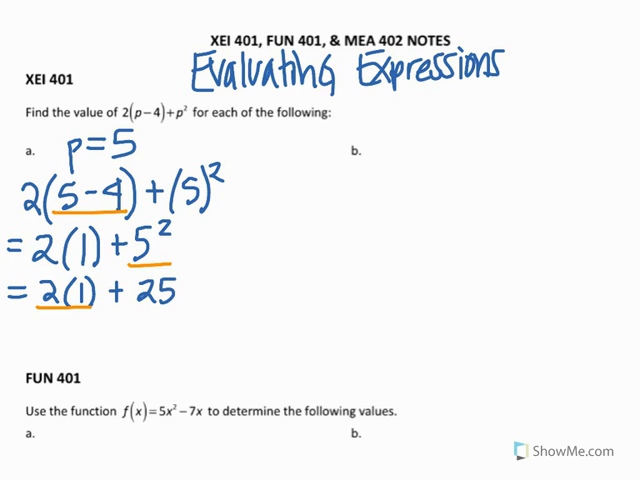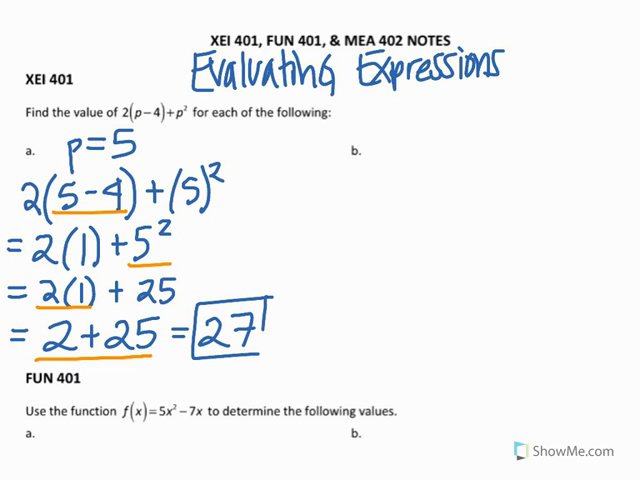My next order of operations is multiplication and division. So here I have some multiplication between the 2 and the 1, which is 2. And I carry down my plus 25. And my last step is going to be my addition. 2 plus 25 is 27, and that is our answer.